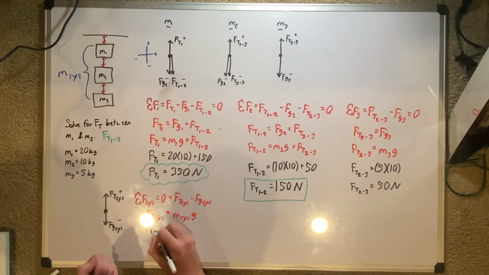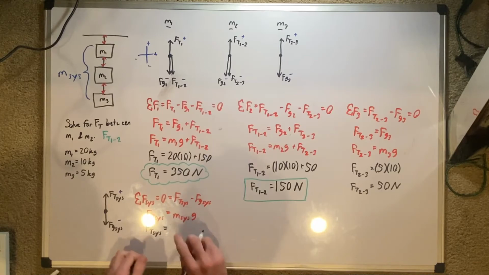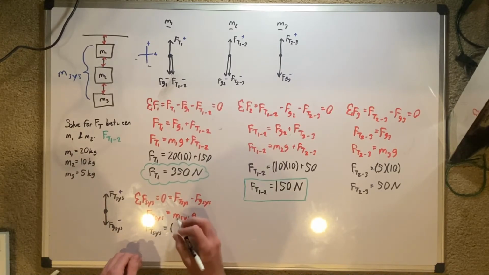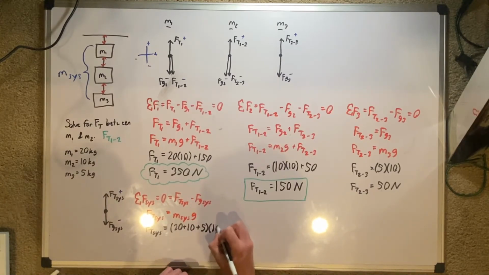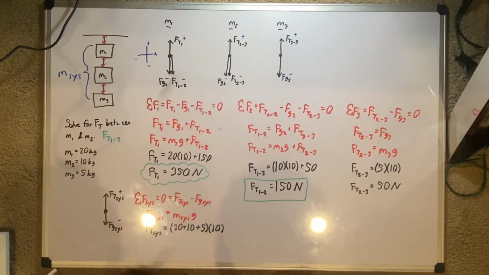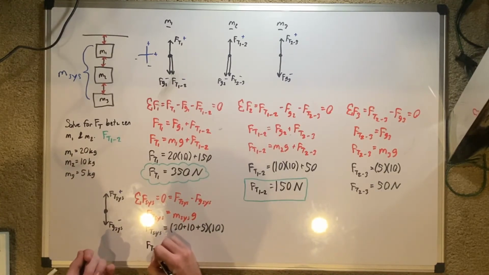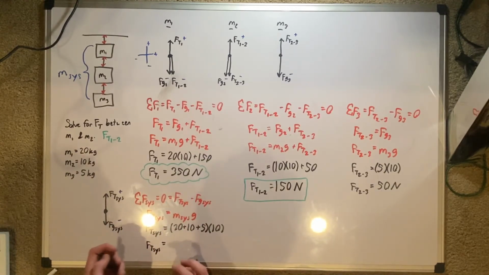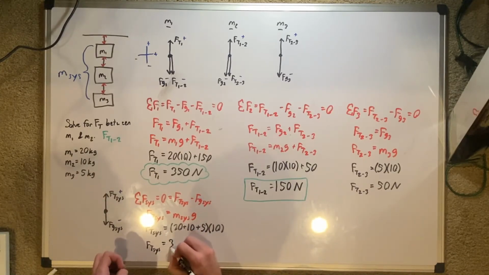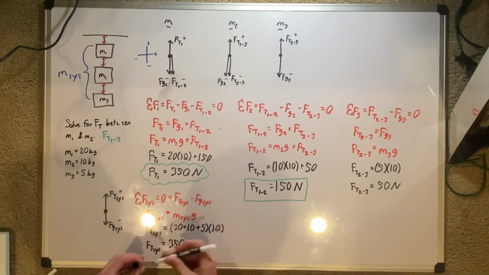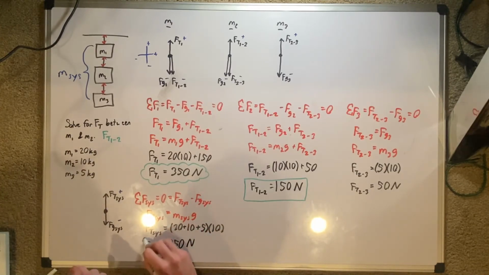Force of tension over the system is equal to mass of the system, which is 20 plus 10 plus 5, because that's all of the mass, times gravity, which is 10. So 20 plus 10 plus 5 is 35 times 10, 350 newtons. And that's exactly what we got here.